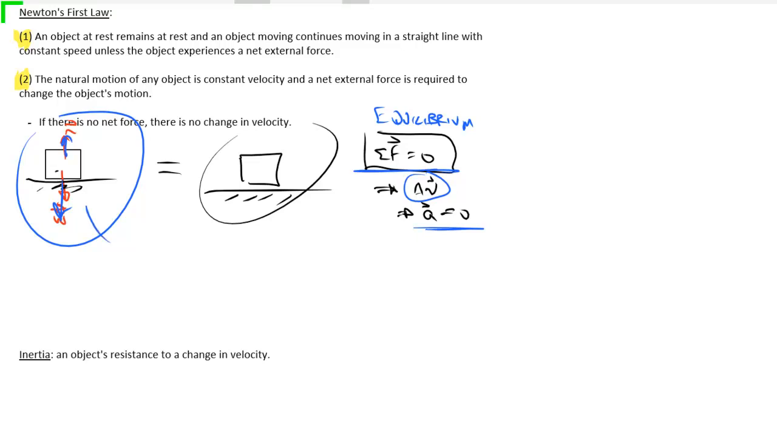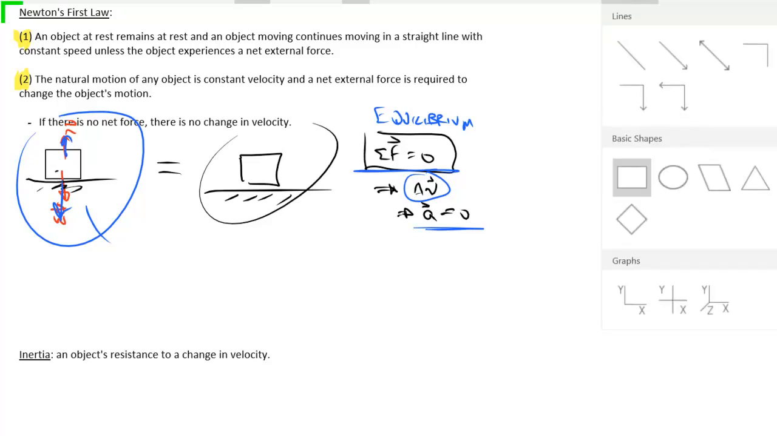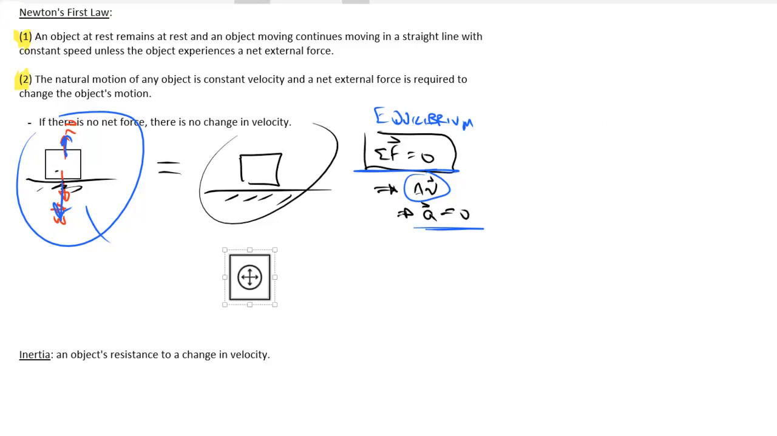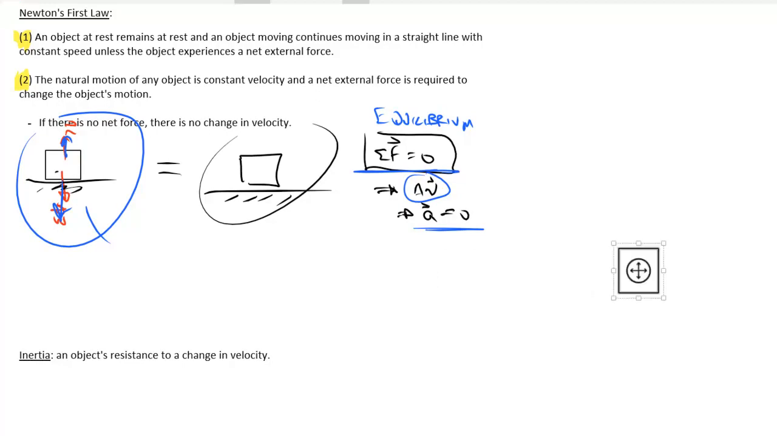And the object doesn't have to be stationary either. We can have an object moving along at a constant velocity, and as long as that velocity is constant, then the object is in equilibrium. So if this moves on at a constant velocity, then it's in equilibrium. So if there is no net force, then there is no change in velocity, and we call this, no net force and no change in velocity, equilibrium.